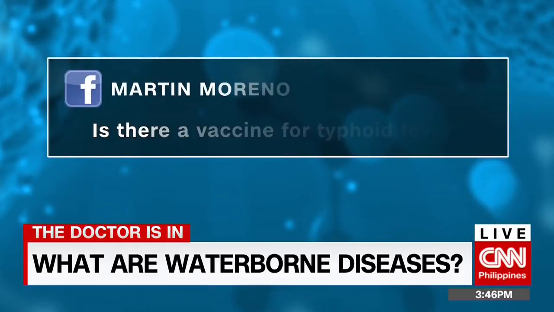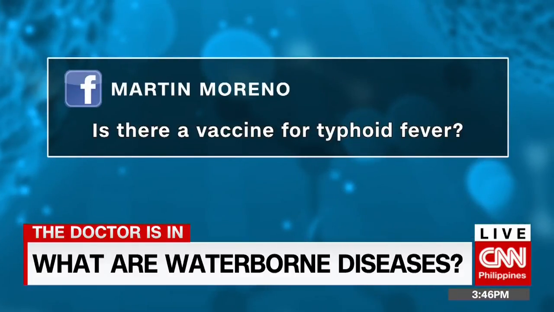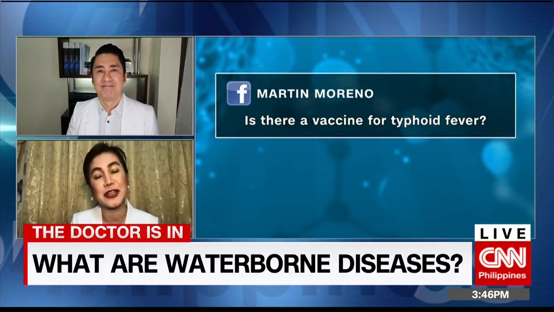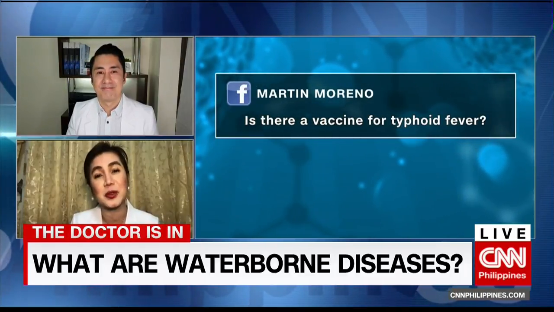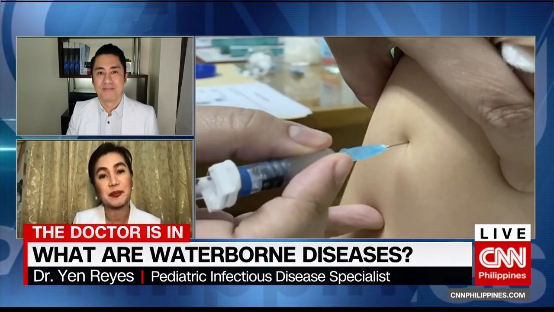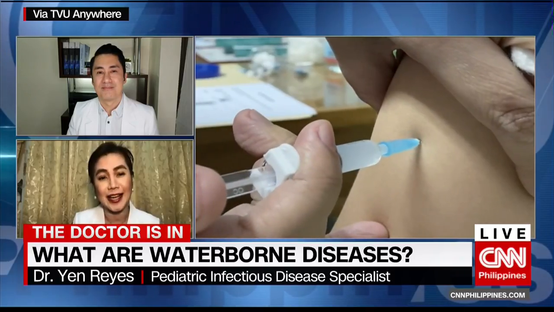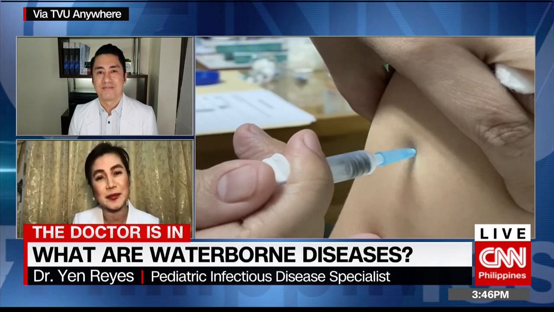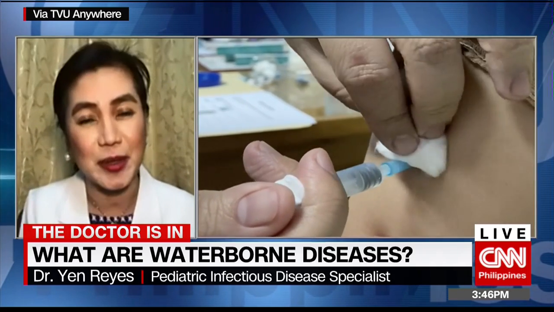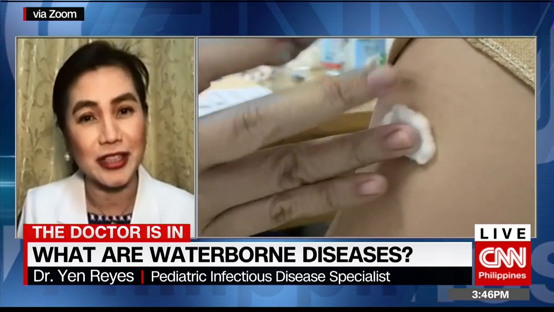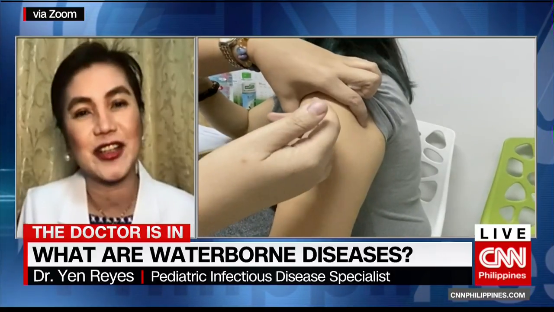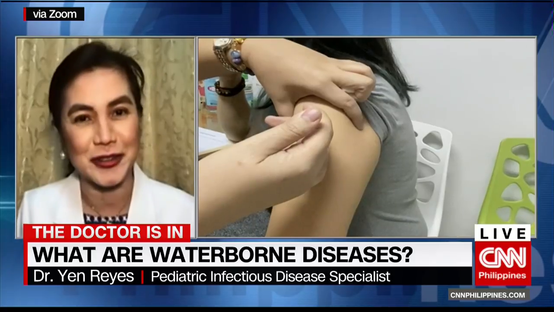Martin's question is, is there a vaccine for typhoid fever? Yes, there is a vaccine for typhoid fever. We usually give it to children 2 years old and above because that is the time that they eat contaminated foods and sometimes bite their nails, so it's possible they ingest contaminated water and food. We give that vaccine intramuscularly. I always give that to a lot of my patients. There is a vaccine. You can go to your private doctor for that.